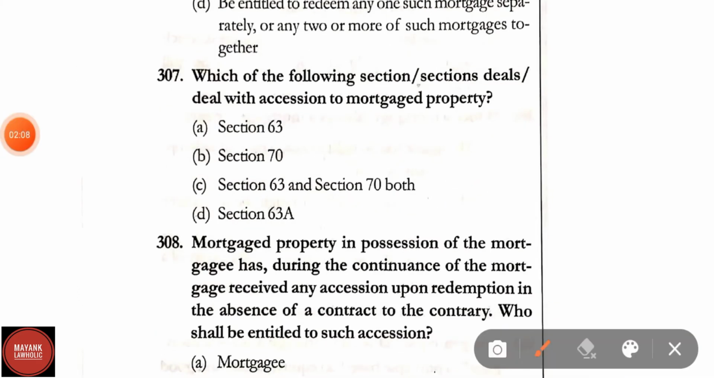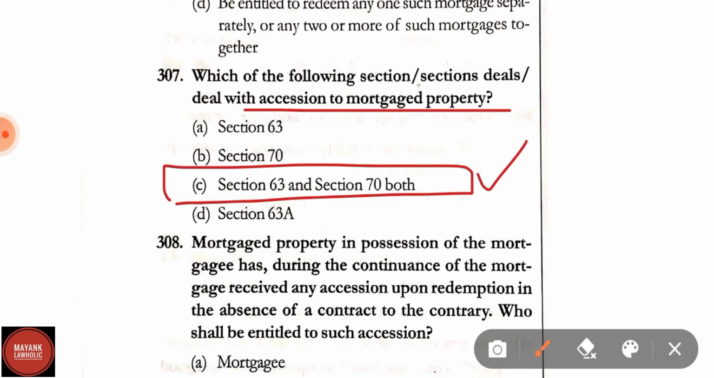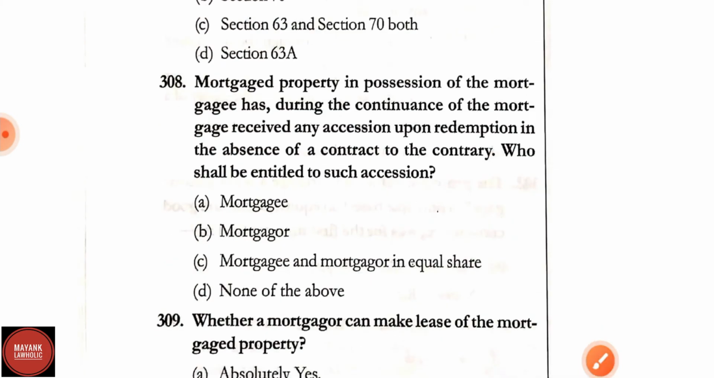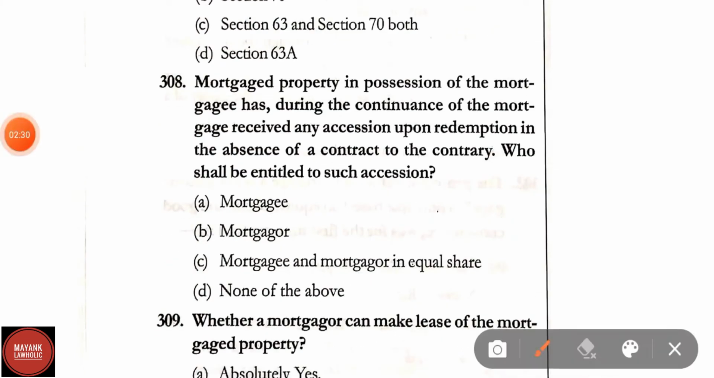Question number 307. Which of the following sections deals with accession to mortgaged property? Options are section 63, section 70, option C section 63 and section 70 both, and option D section 63A. Here the correct answer is option C, that is section 63 and section 70 both. Question number 308. If mortgaged property in possession of the mortgagee has, during the continuance of the mortgage, received any accession, upon redemption, in the absence of a contract to the contrary, who shall be entitled to such accession? Option A, mortgagee; option B, mortgagor; option C, mortgagee and mortgagor in equal share; and option D, none of the above. Here the correct answer is option B, that is mortgagor.